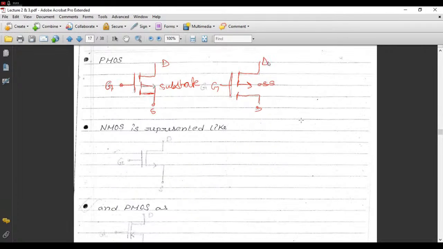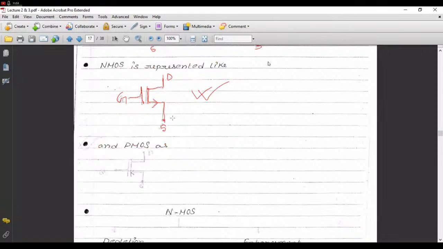So for simplicity, NMOS is also represented in this manner. Okay, this is NMOS. We are going to use this one most of the time: gate voltage, and this arrow is very, very important. It shows the direction of the flow of current. That means for an NMOS, electricity is flowing from drain to source, and for a PMOS, it is flowing from source to drain.